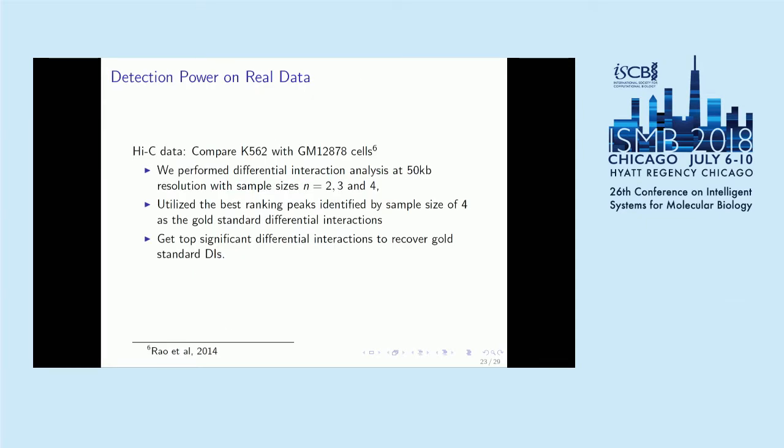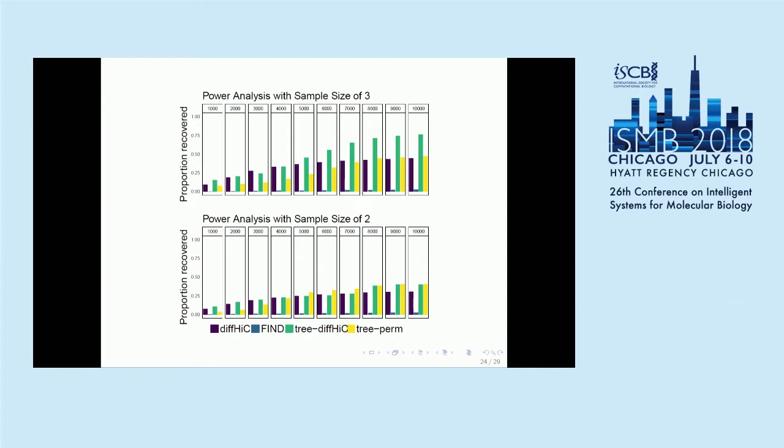For real data, we want to see whether detection power is high enough. So we do the differential interaction analysis for the K562 and GM cell lines, and we use the detection using 4 replicates as the gold standard and try to recover it using 2 or 3 replicates under each condition. Basically, we want to achieve as high a recovery proportion as possible. As you can see here, TreeDIFHiC, basically the DIFHiC p-value using the tree hierarchical testing structure, achieves the highest recovery proportion, meaning the highest detection power.